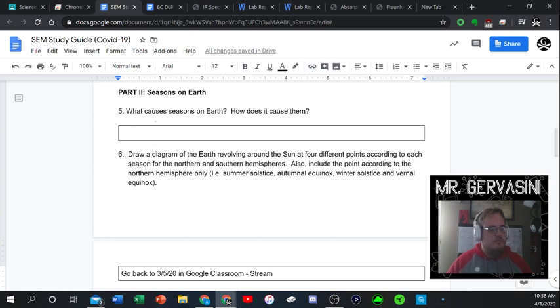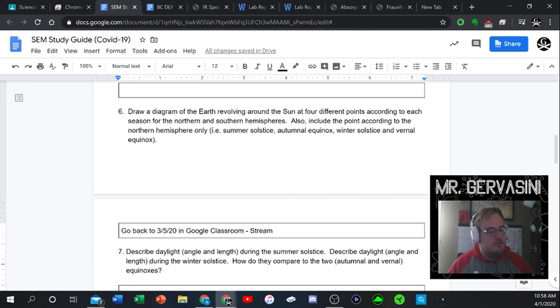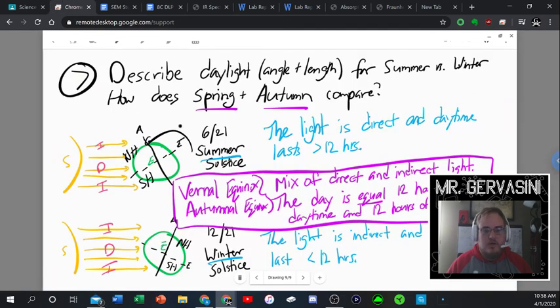And then 5, how does the tilt involve the seasons? Right? So how does 5 cause 7? That's really what we want to know. Why did I have to draw the axis in to understand what I wrote in blue, what I wrote in purple? All right.